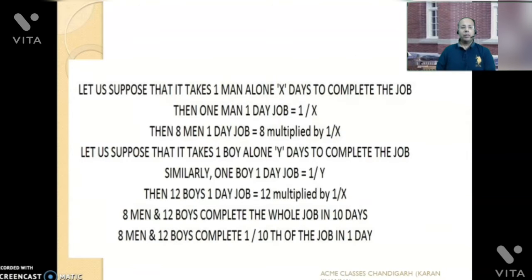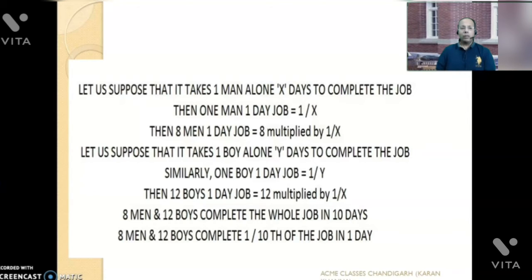In the same manner, let us suppose that it takes one man alone x days to complete the job, and the fraction of the man's job per day will be 1/x. So one man's one day job is 1/x. So 8 men's one day job will be 8 times 1/x. Let us suppose it takes one boy alone y days to complete the job. Then one boy's one day job, in terms of fraction, will be 1/y. Then 12 boys' one day job will be 12 multiplied by 1/y. So likewise, 8 men and 12 boys complete the whole job in 10 days. So 8 men and 12 boys complete 1/10th of the job in one day.